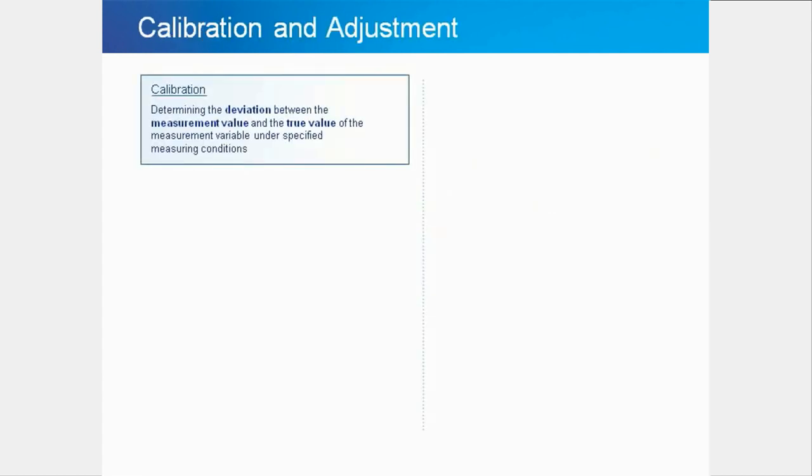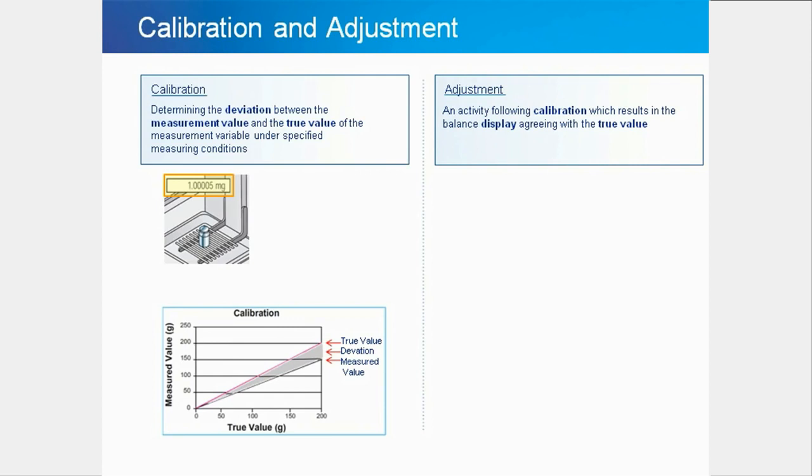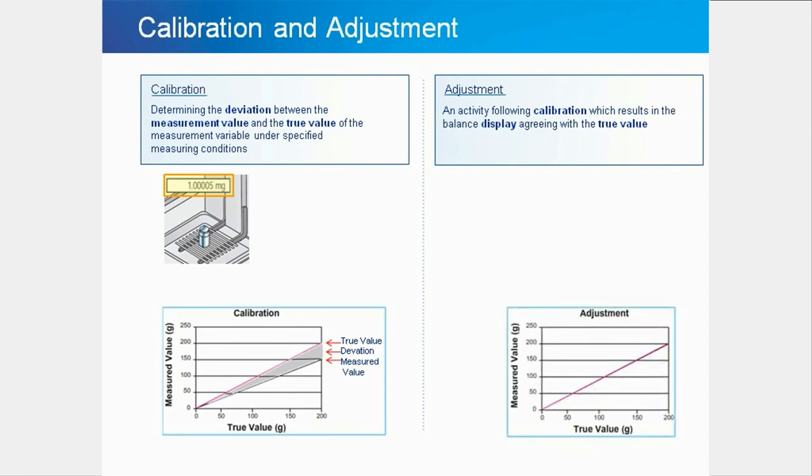Calibration is determining the deviation between the measurement value and the true value of the measurement variable under specified measuring conditions. When an object is weighed, the weight displayed is called measured value. In calibration, the measured weight is compared with true value to determine deviation. As you can see on the graph, deviation increases with increase in weight. Adjustment is the process of changing the measured value to match the true value. It is an activity that follows calibration, which results in the balance display agreeing with the true value.